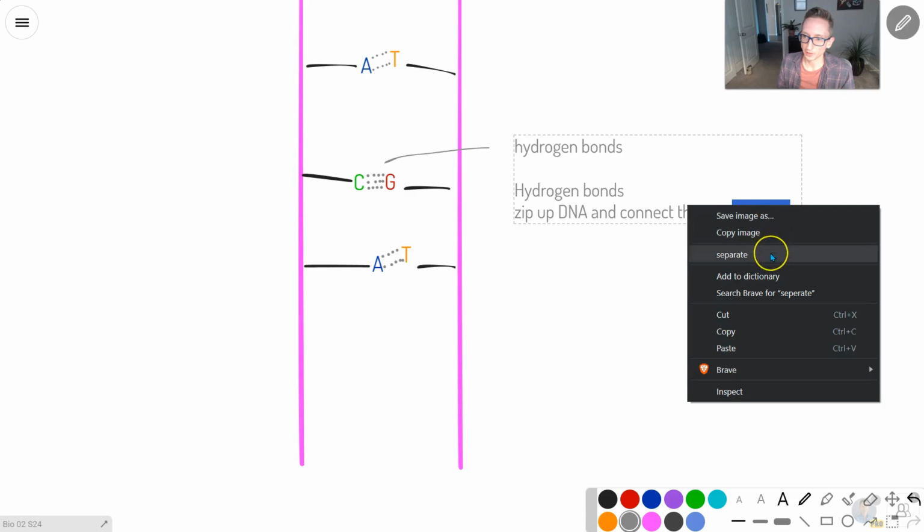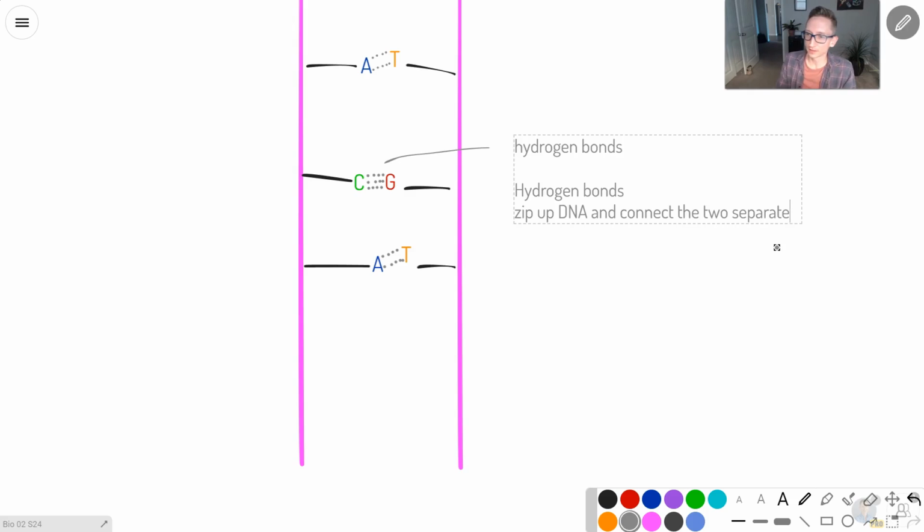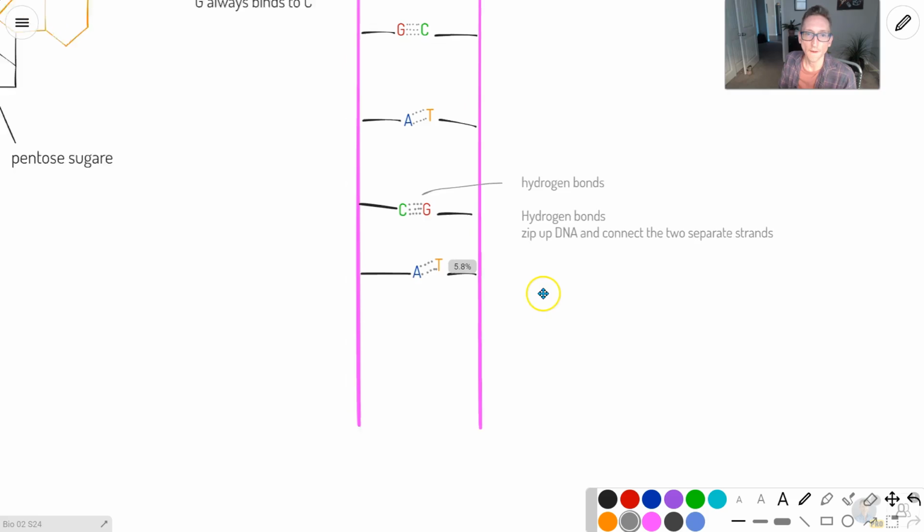That's how I would spell it. Separate. Nobody says that. Separate. Come on. Separate. Nobody says separate. English makes no sense. 2 separate strands. Okay. That's why I can't spell, because it makes no dang sense.